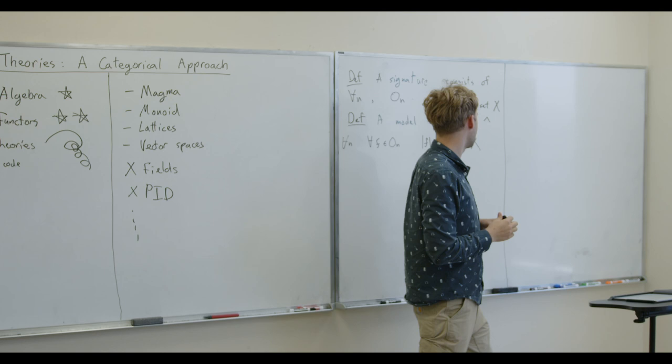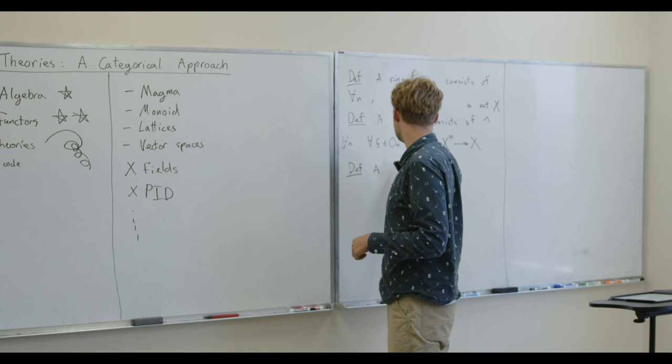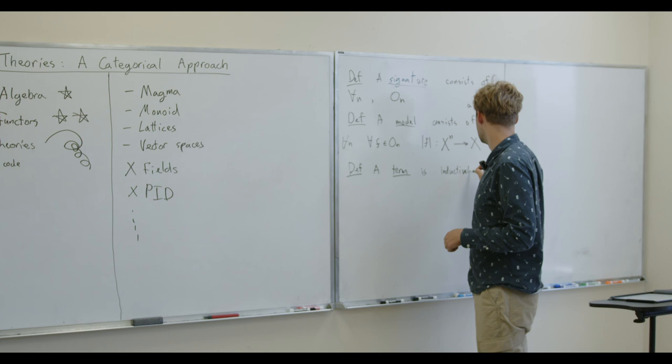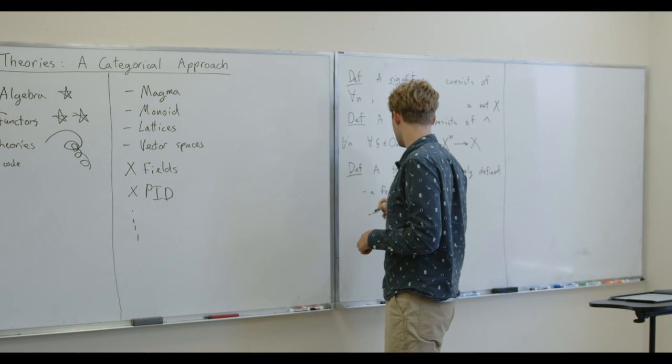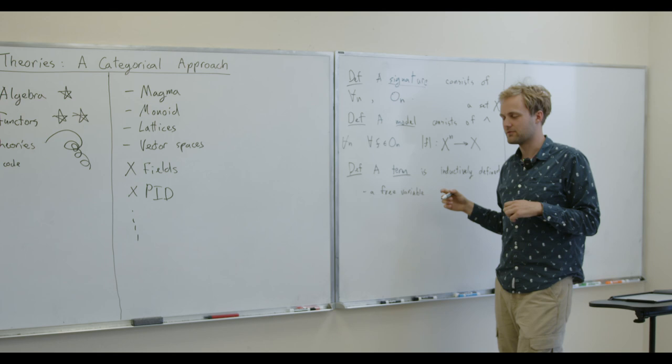So in order to have a concept of equation, we need a concept of term. A term is inductively defined. It's either a free variable. I'm being deliberately vague about what this means, because that's kind of the vibe of classical universal algebra. They don't have a very well-defined story for dealing with variables. We'll do it in a better way in the categorical story.